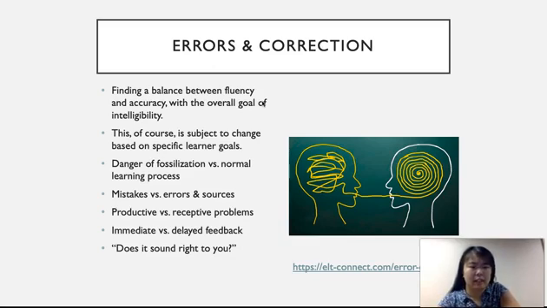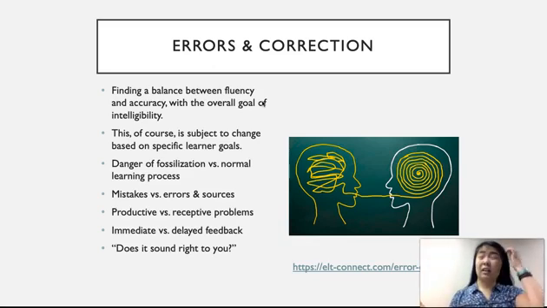The danger of fossilization, and there's a normal learning process. So you do want to be aware that there are certain errors that students habitually make, and having those errors fossilize makes it much more difficult to undo them. So addressing consistent, egregious errors before they set in may be helpful, and you could do that through something such as modeling or recasting what they said in the right way, so at least they're hearing the correct form.